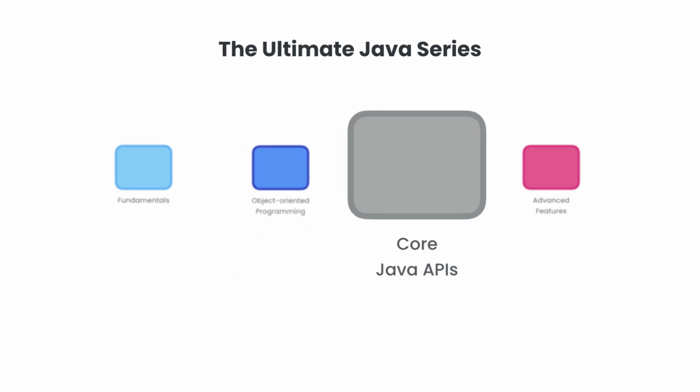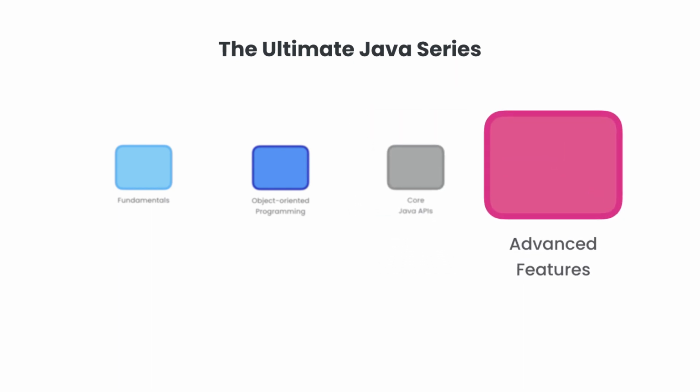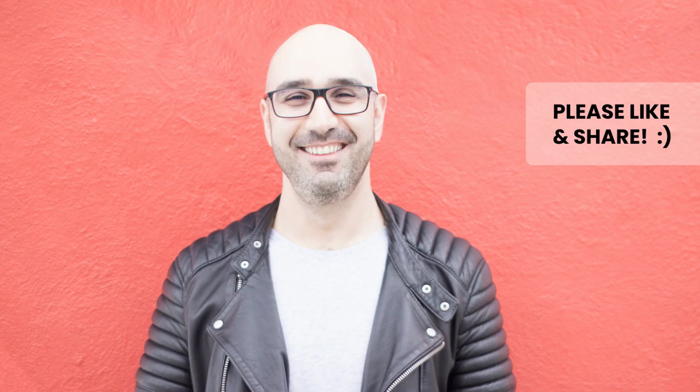In the third part, we're going to talk about core Java APIs or application programming interfaces. You'll learn about many of the useful classes in the standard Java library. And finally, in the last part, we'll be looking at the advanced features in Java, such as streams, threads, database programming, and so on.